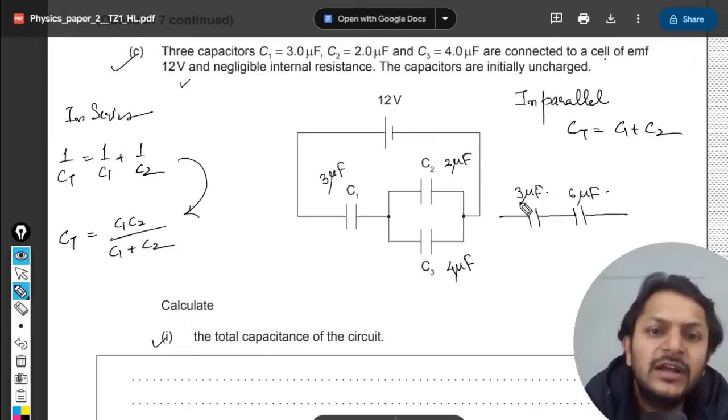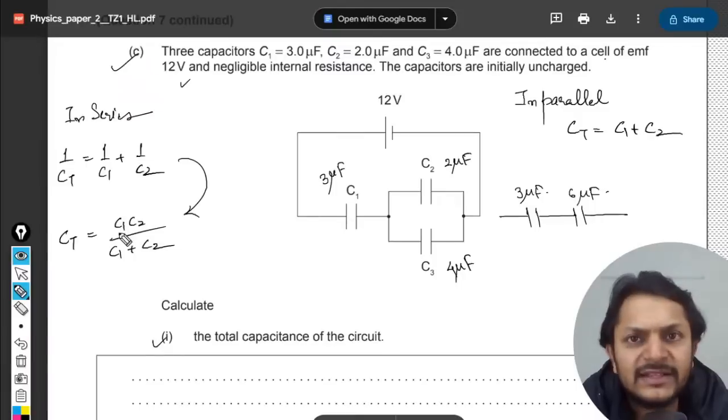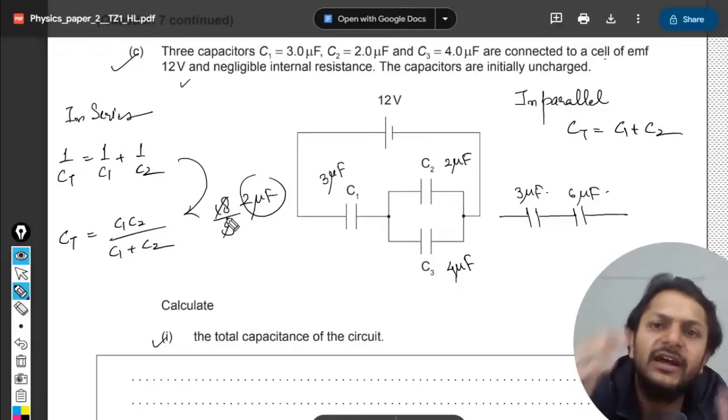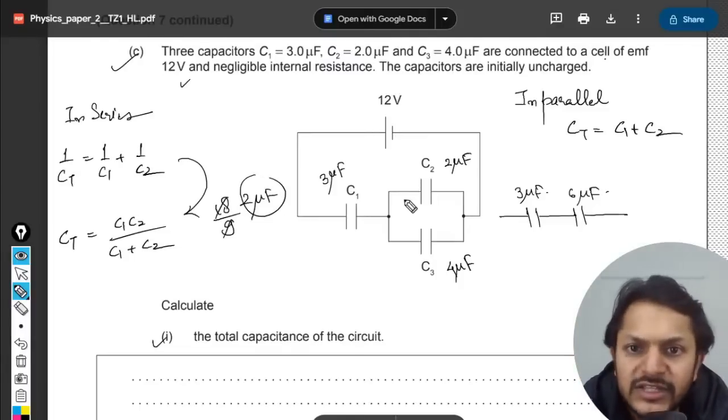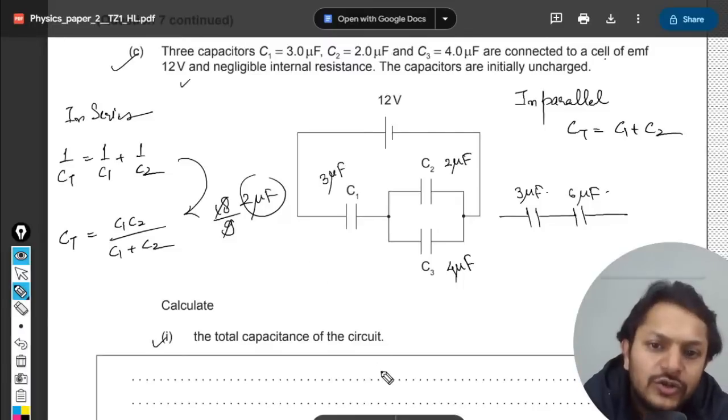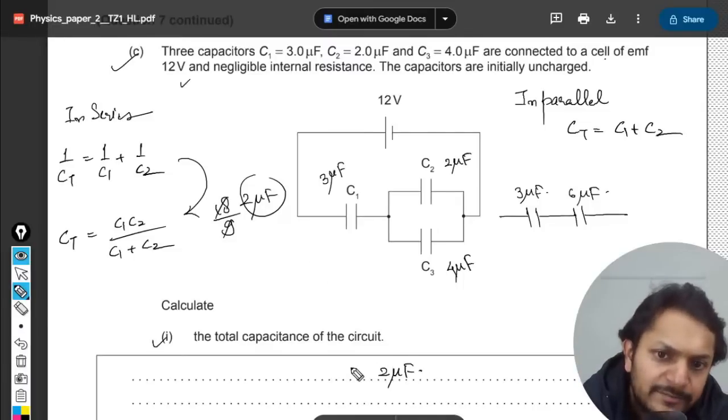For example, 3 and 6, just apply. 6 3s are 18, 6 plus 3 is 9. Clearly the answer is 2 microfarad and we have done it. So this becomes 2 microfarad. So your answer is 2 microfarad here.